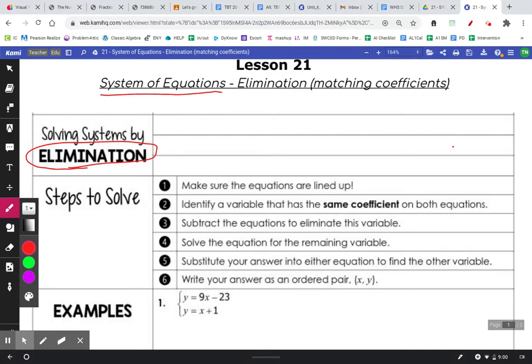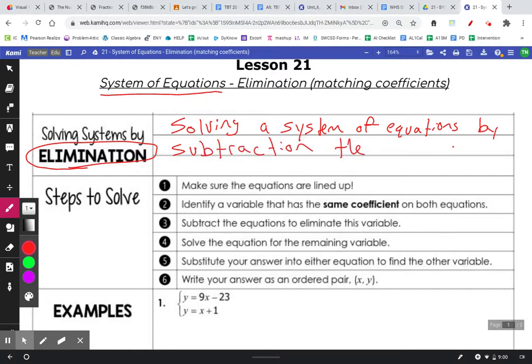So elimination at its core is solving a system of equations by subtracting the equations to eliminate a variable. Okay, I'm going to read that again. It's solving a system of equations by subtracting the equations to eliminate a variable.